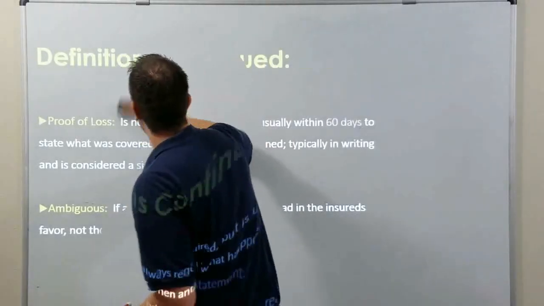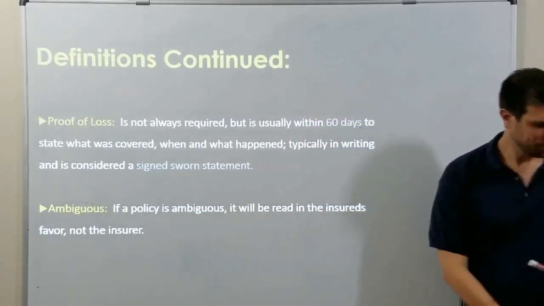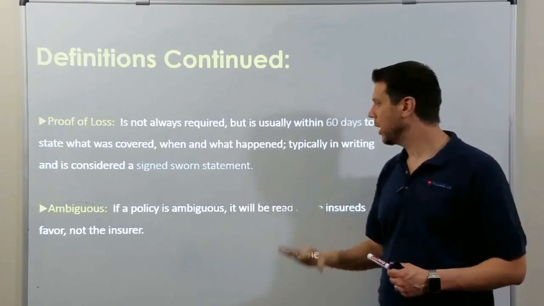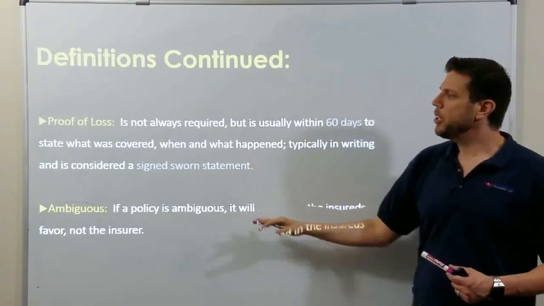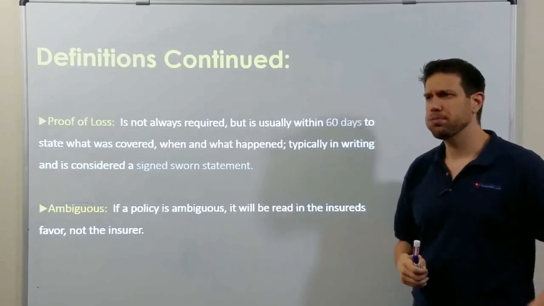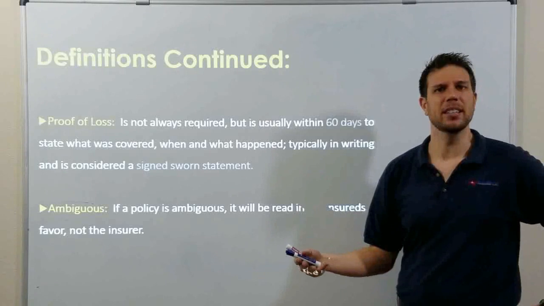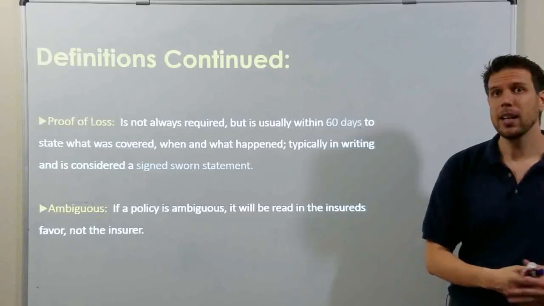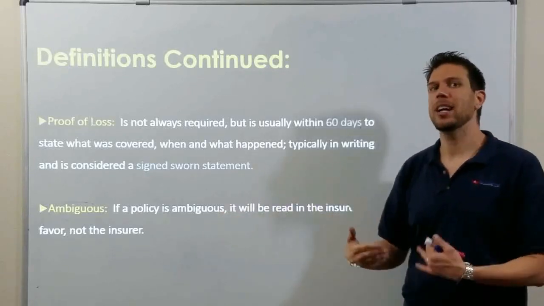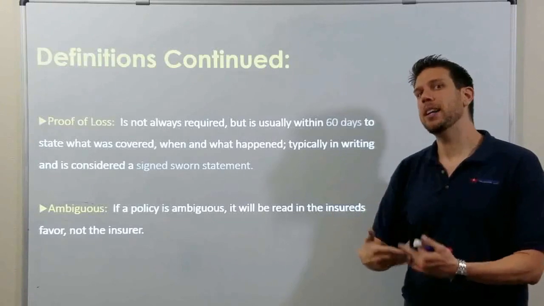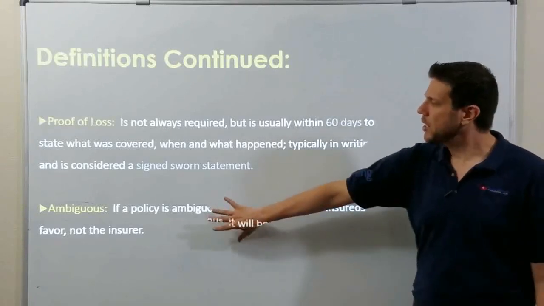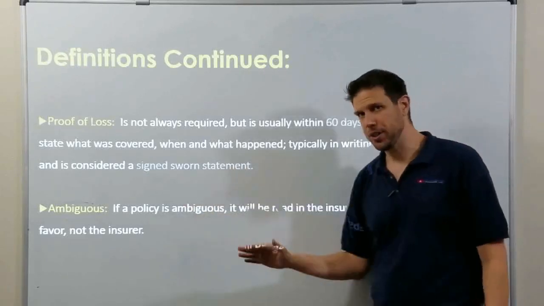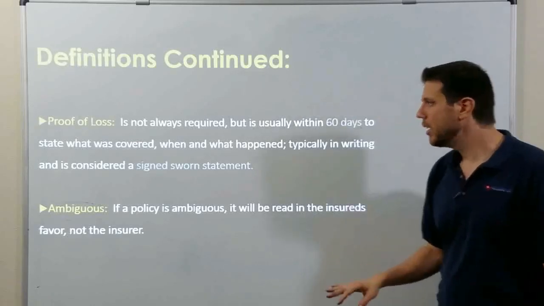The next definition we have is ambiguous. Ambiguous means vague, unclear, or contradictory. An ambiguous statement would be such as, we might cover this, but only if this happens, but if that doesn't happen, then we might cover it as well. Insurance policies have to be very clear and concise. They have to define everything perfectly. If the insurance company does not define it perfectly, and there is some question as to whether or not it's covered or not covered, the insured will win any lawsuits.